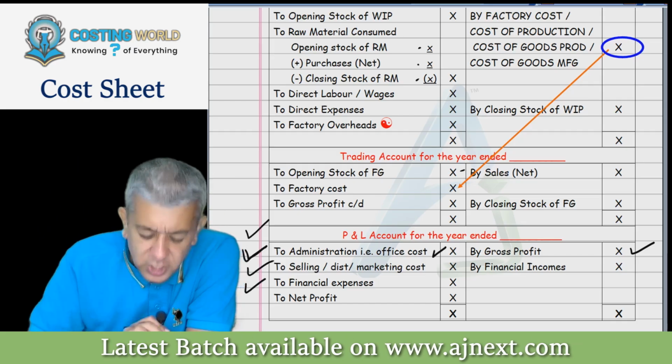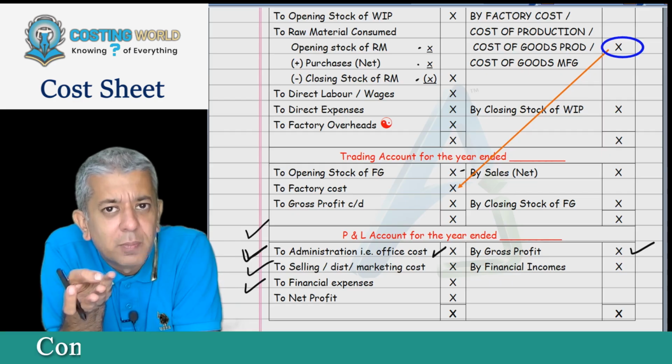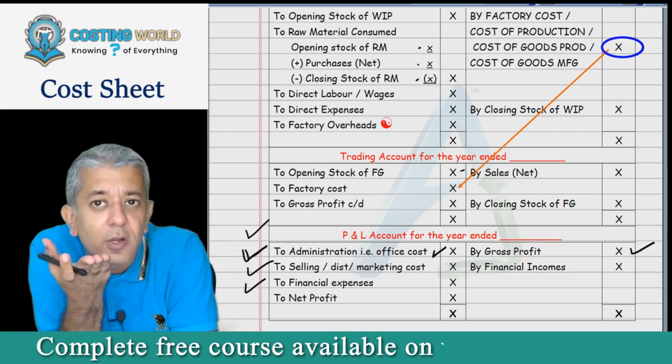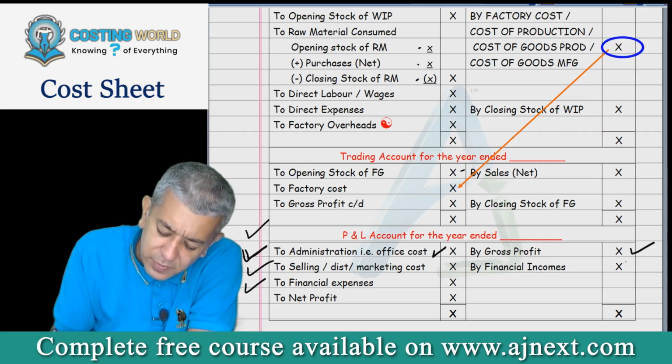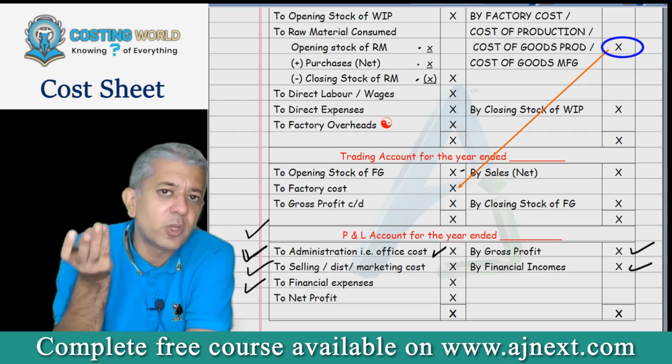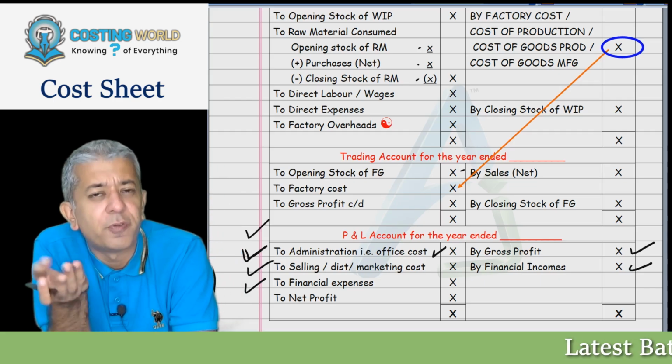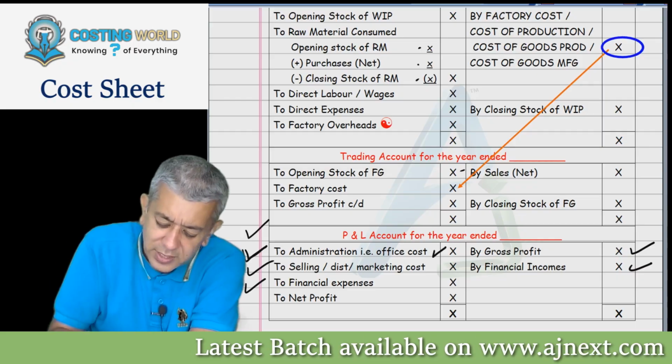Then you have financial expenses, interest, income tax, and losses on sale of fixed assets that we discussed yesterday. Financial incomes will also be coming: dividend received, interest received, profit on sale of fixed assets that we discussed yesterday, and this will be your net profit.